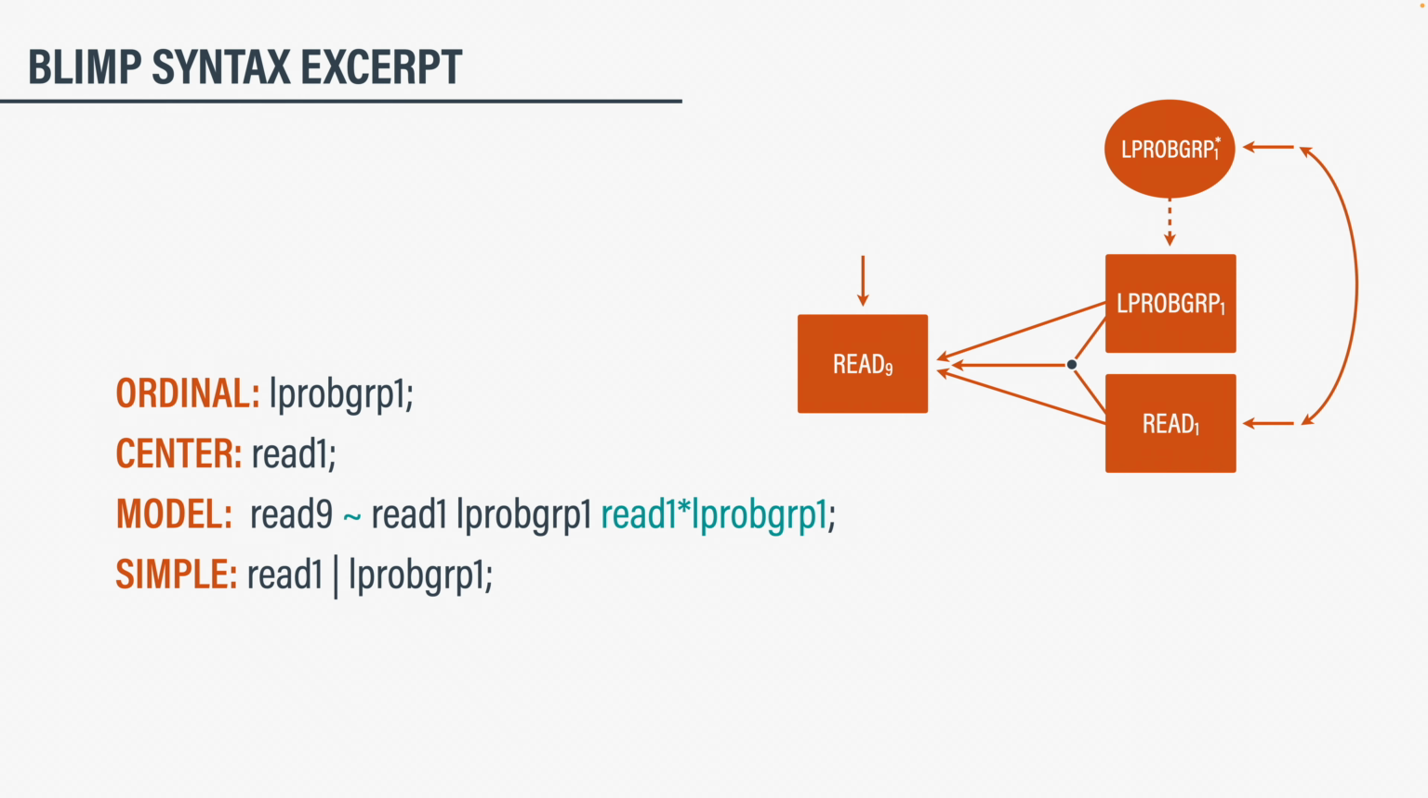The main pieces of the Blimp script are identical to the previous example. The main new wrinkle is that I list the binary variable on the ordinal line to invoke a categorical variable model. The product term is specified by joining the two predictors with an asterisk on the model line, and then just like before, ask for simple effects of reading at different levels of the learning problems variable. With categorical moderators, Blimp produces simple effects or conditional effects at every level of the moderator.